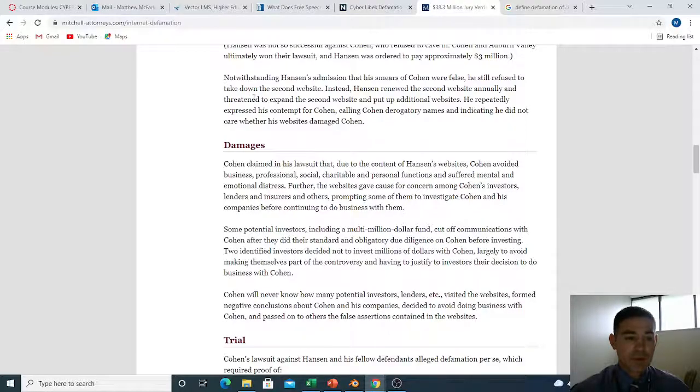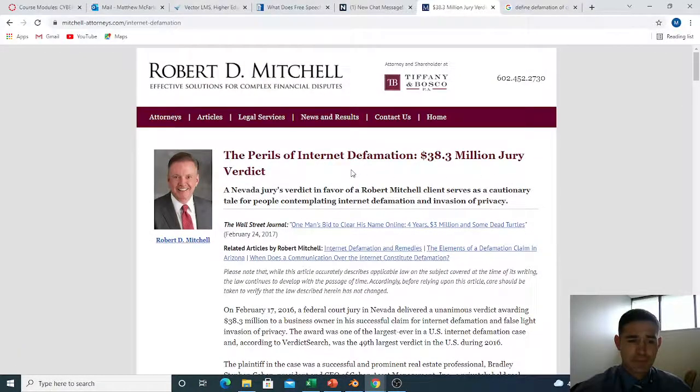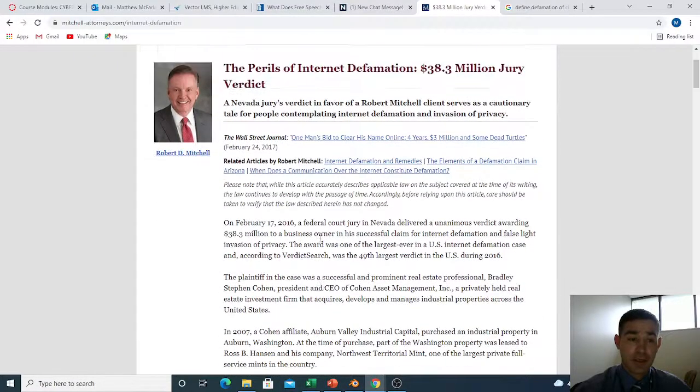So for this week's assignment, what I'd like you guys to do is find a similar case, cyber libel, and do a one-page summary of what happened. It doesn't necessarily have to be a case where they won. I'd like to see a few of you give me a case where they actually lost, because there is the element of freedom of speech.